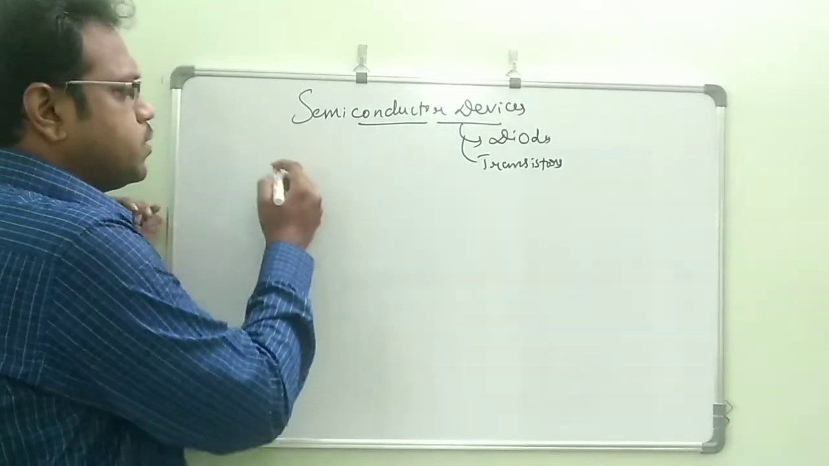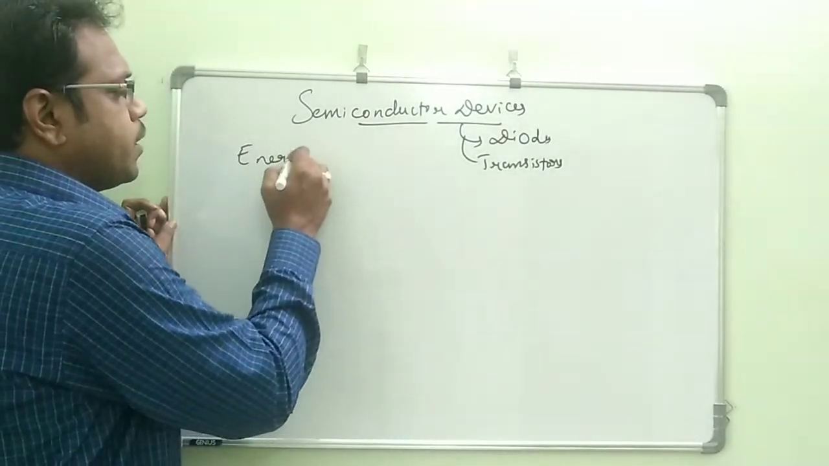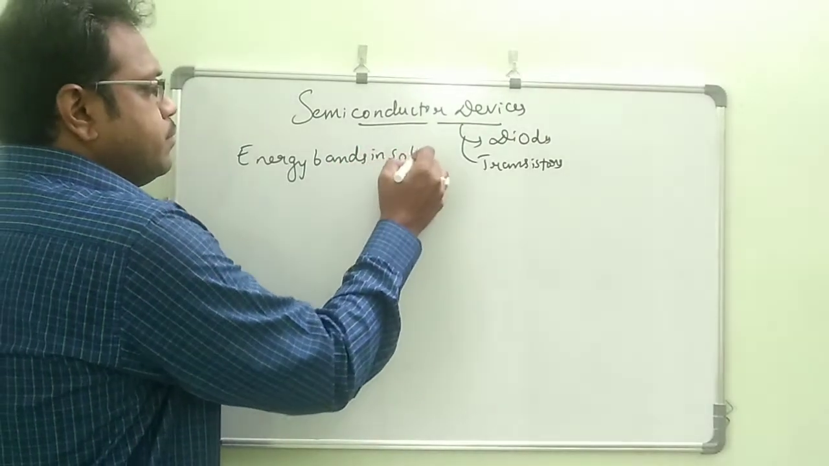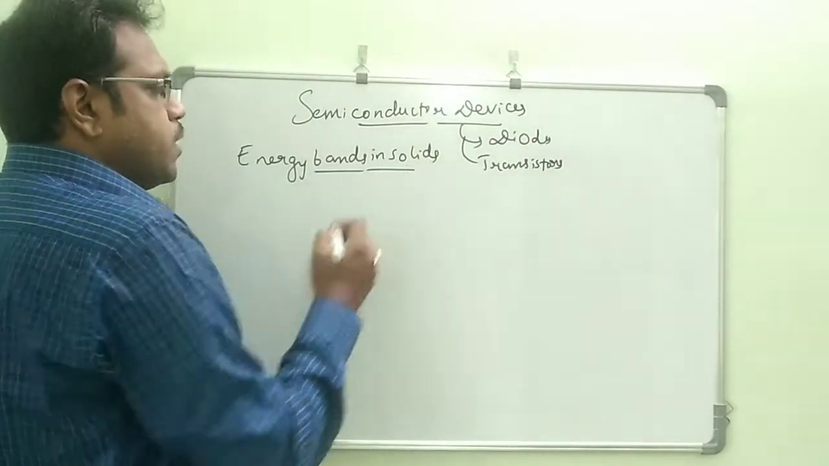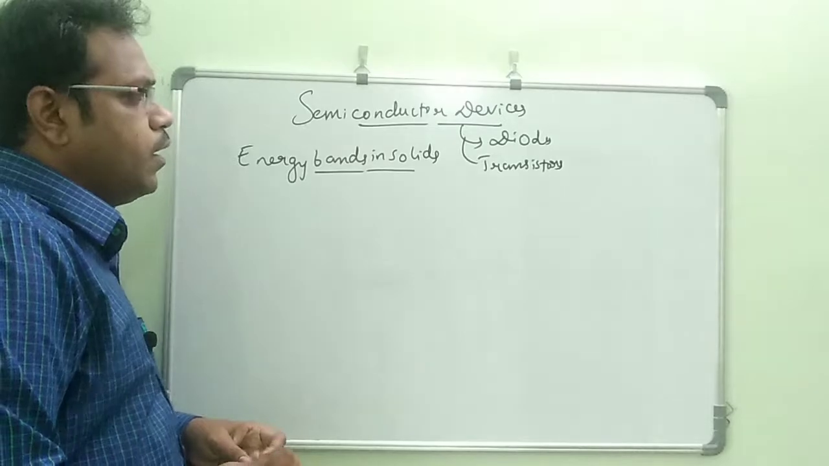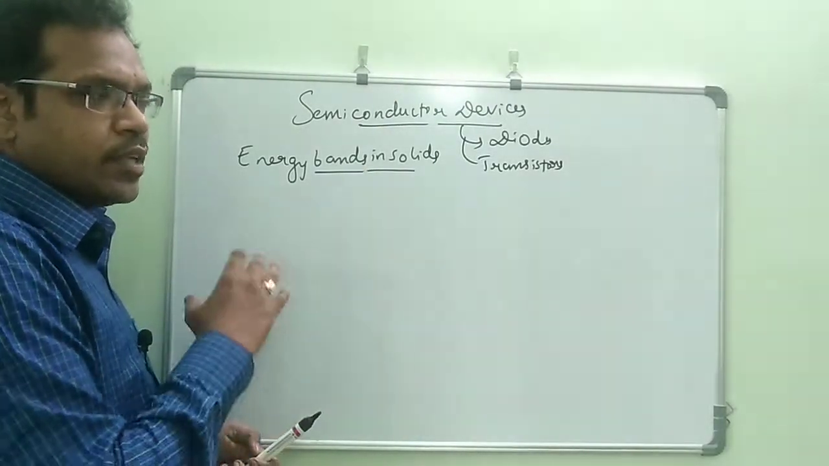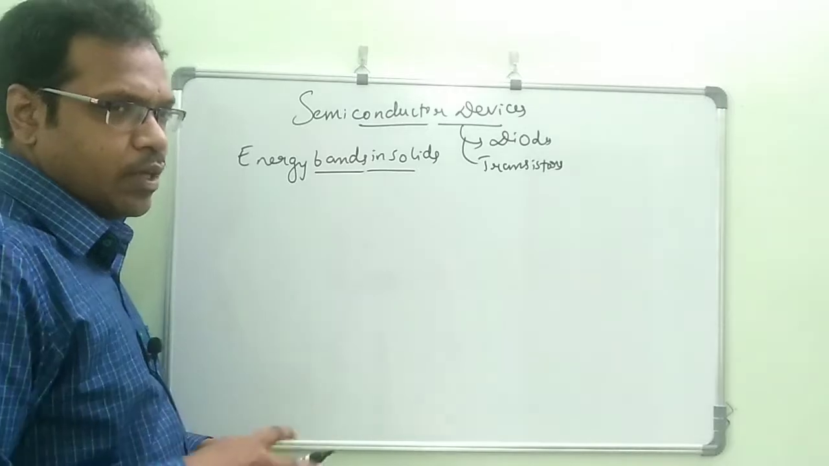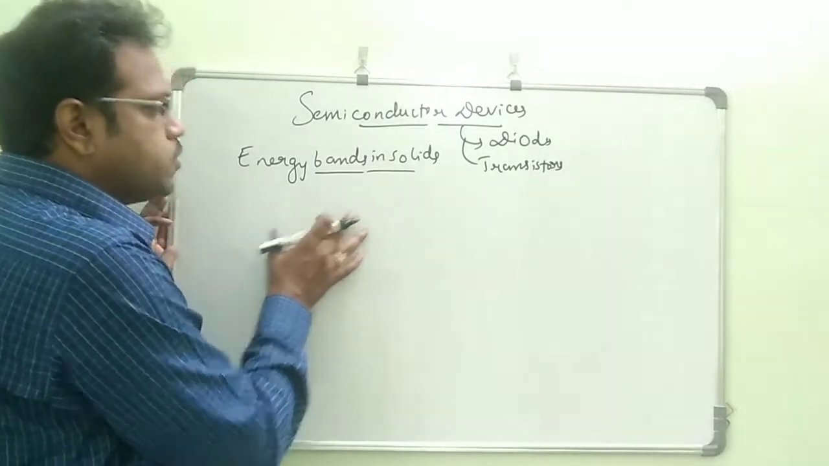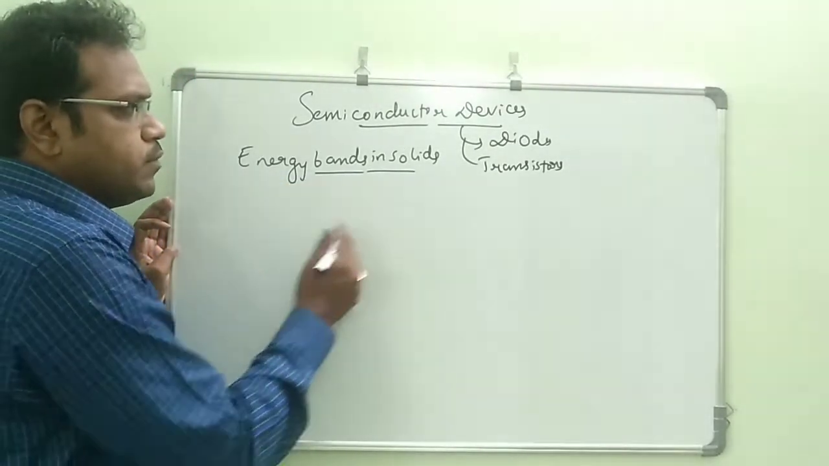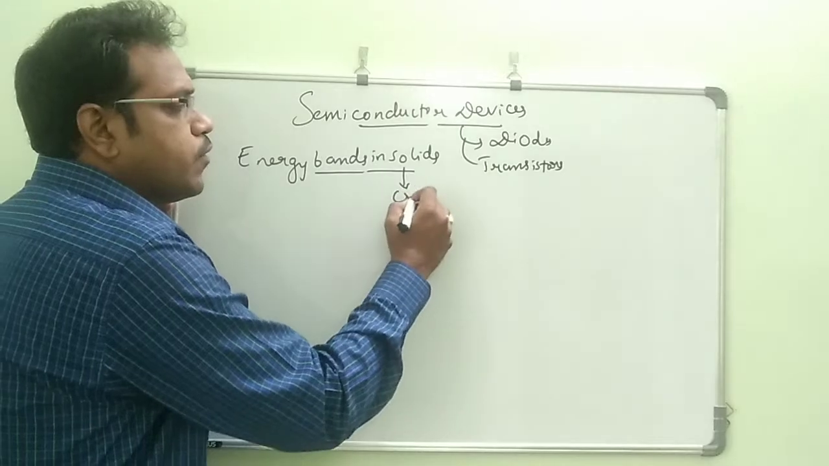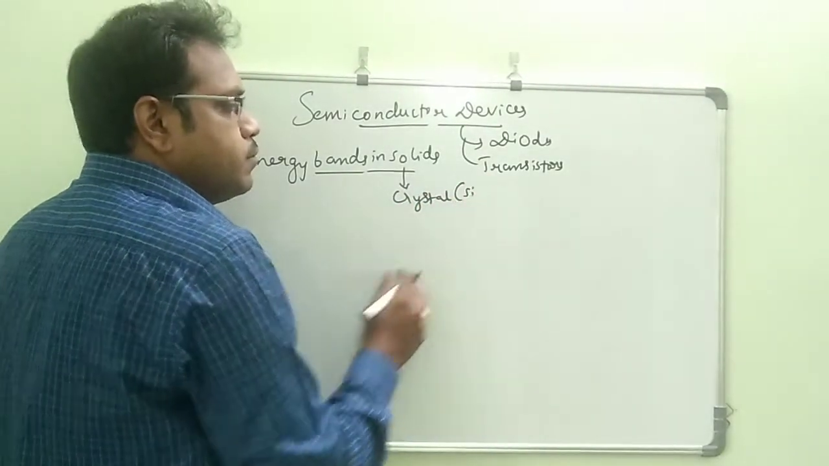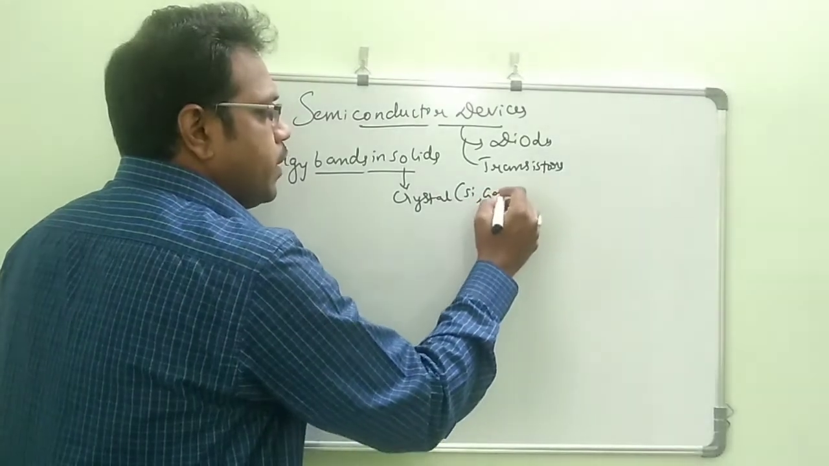So before that, the starting topic is energy bands in solids. As today's class is introductory, we will go for some introduction about the energy bands, N-type and P-type semiconductors, all this we'll see now. To understand energy bands in solids, the solids in this lesson we take in the form of a crystal. We can take silicon, germanium.